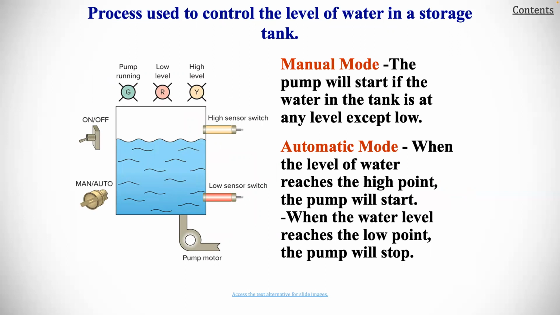Let's look at a process used to control the level of water in a storage tank. For manual mode, the pump will start if the water in the tank is at any level except low. For automatic mode, when the level of water reaches the high point, the pump will start. When the water reaches a low point, the pump will stop.